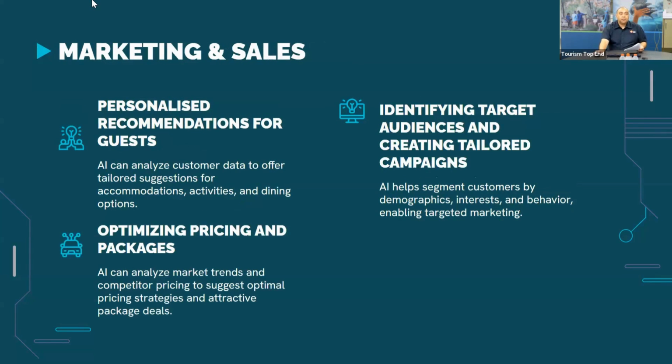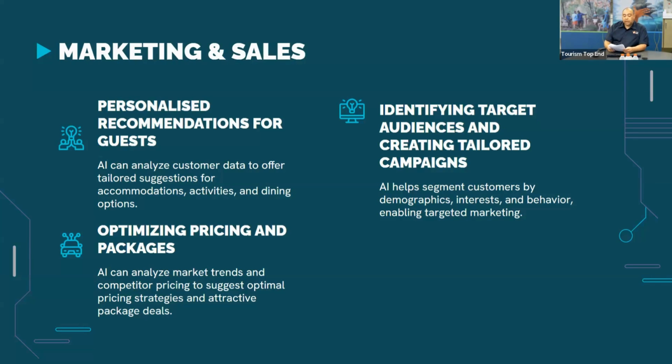In marketing and sales, when we're talking about personalized recommendations for guests, you could guide customers to specific products on your website based on prompts that they input. For example, at the time of booking a hotel room, you could use generative AI to make specific recommendations to those customers on tours and activities that they might be interested in, depending on their prompts. You can also analyze competitor data to create unique packages and pricing strategies.